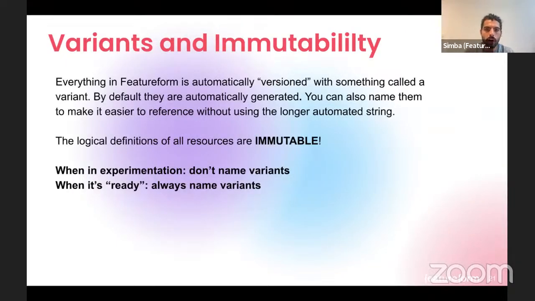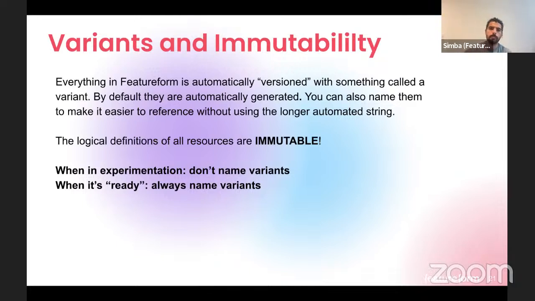Everything in Featureform is automatically versioned. We saw some of those automatic versions. Now, the automatic versions are sort of a timestamp. You can also name them, which is usually an easier thing to do if you're going to reference them. If you're using objects and passing around objects, which Featureform allows for, then you don't have to do this. But if you want to, you can just name things.